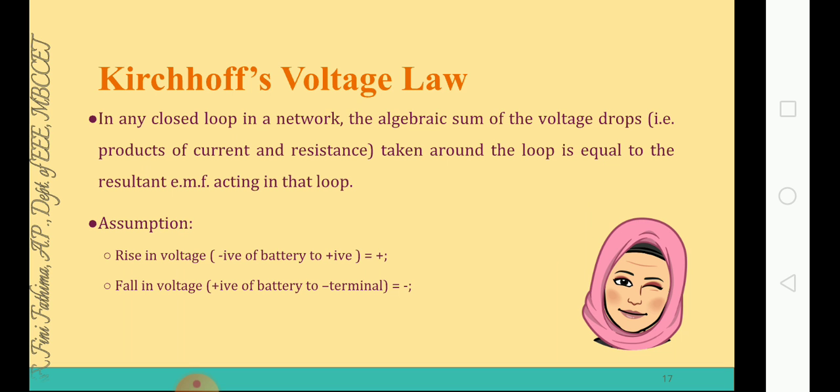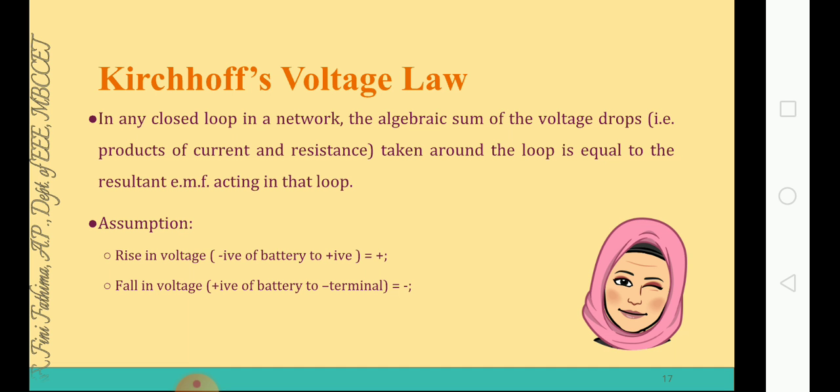So, while solving for Kirchhoff's second law, or Kirchhoff's voltage law, the conservation of energy, first what we will do is we will assume a direction. Okay, we will assume the direction of the loop and we will find the sum of all the voltage drops across the loop, the sum of all the voltages across the loop.